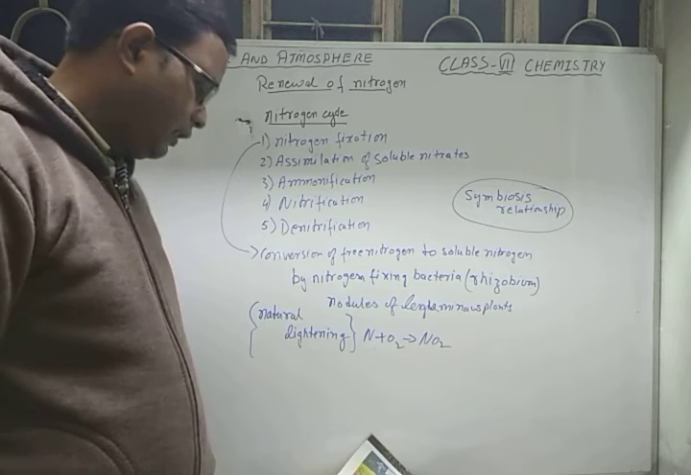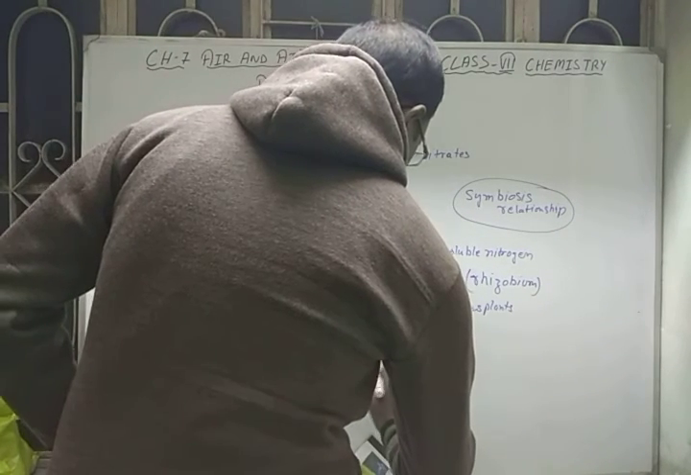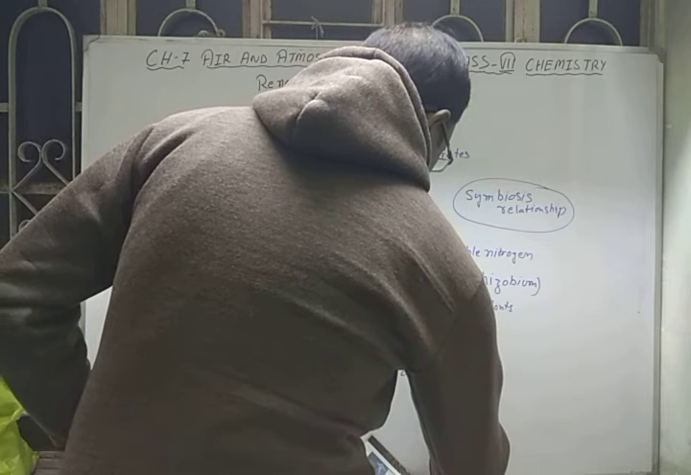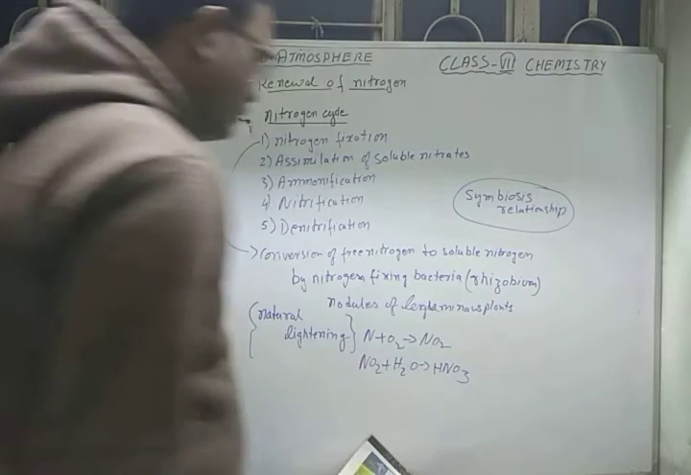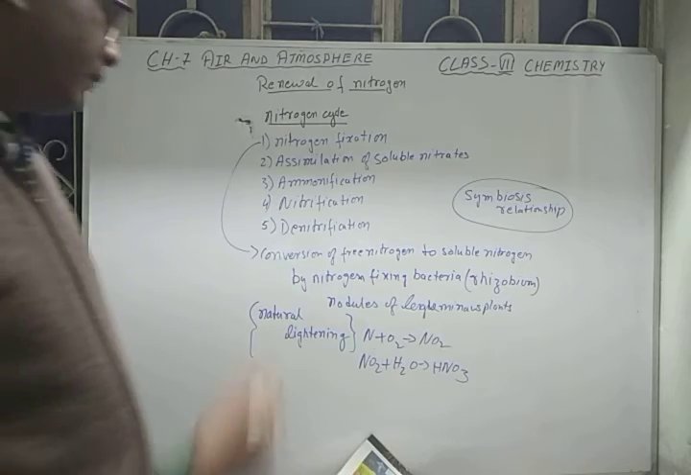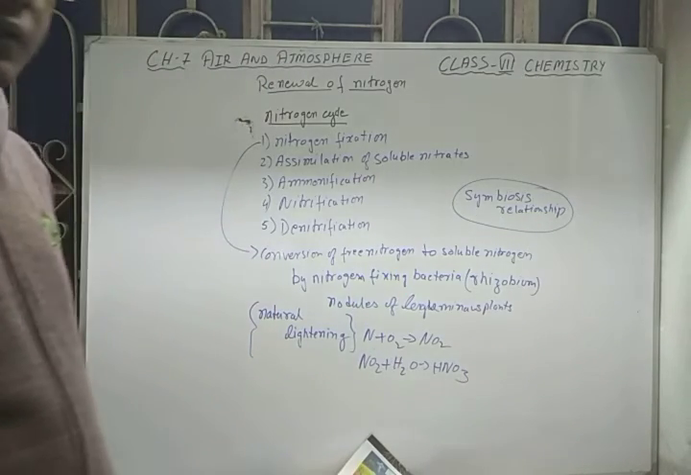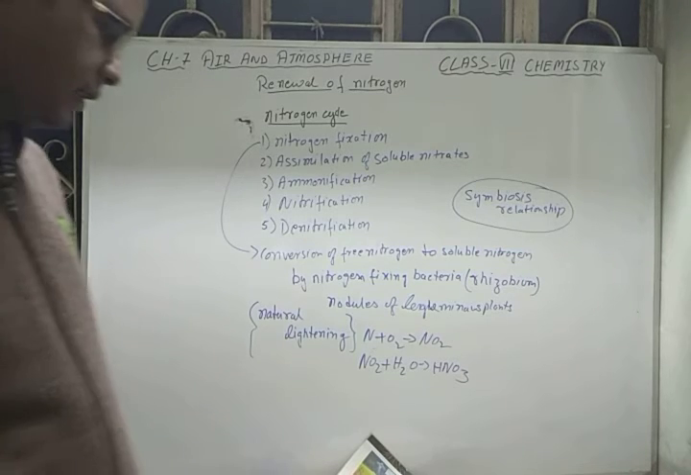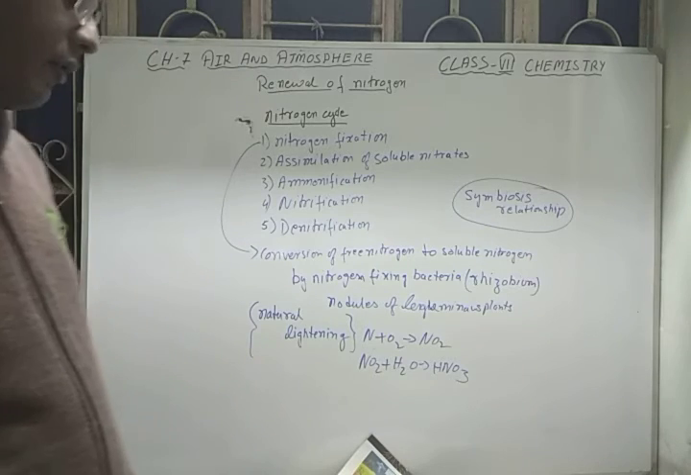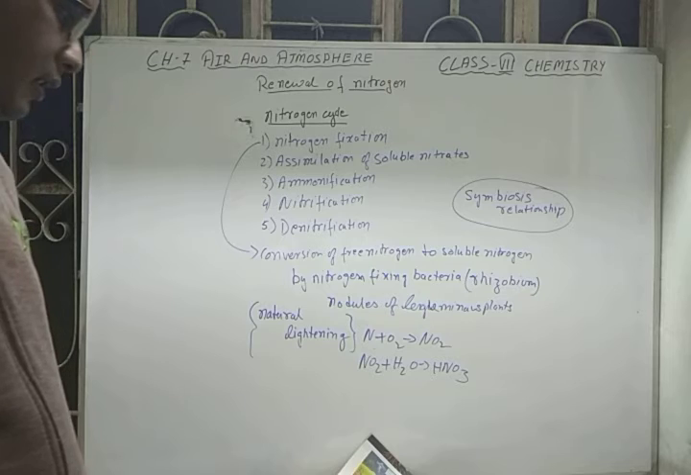It forms nitric acid. So again, nitrogen dioxide plus H2O gives HNO3. In this way, it comes with the rainfall and mixes into the soil, and from the soil plants take it, and from plants we get that nitrogen. So this is the first way of nitrogen fixation in nature.